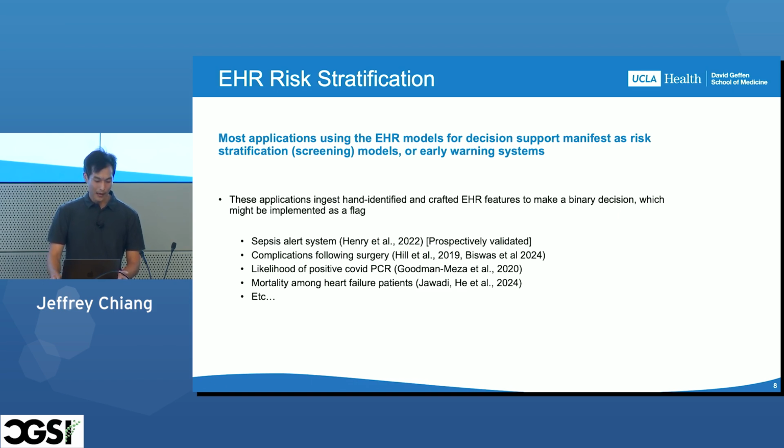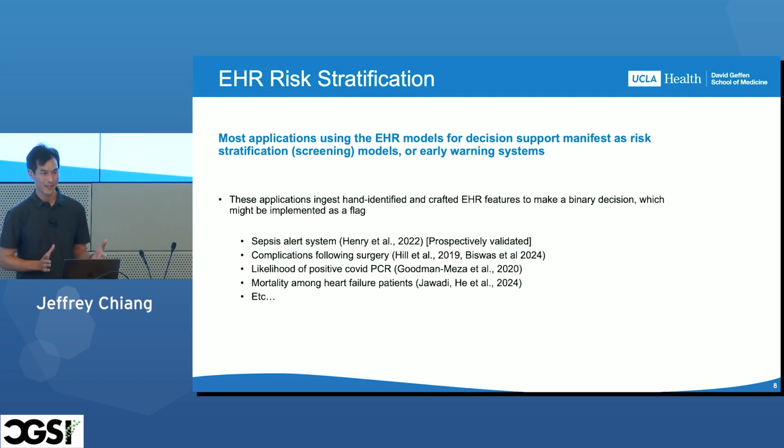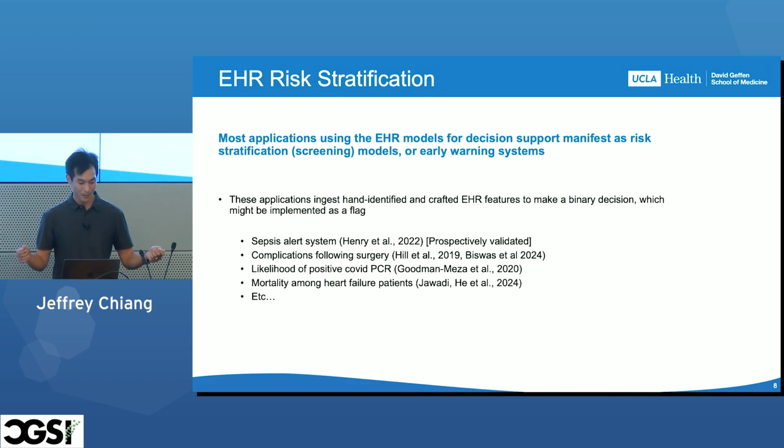You can also have other predictive models that maybe predict likelihood of positive COVID tests or in-hospital mortality among heart failure patients. And these models keep coming out. I have a saved PubMed search that gives me one or two of these models that claim, here's a new model to identify deterioration in heart failure patients or something like this. I get one or two every morning or so.